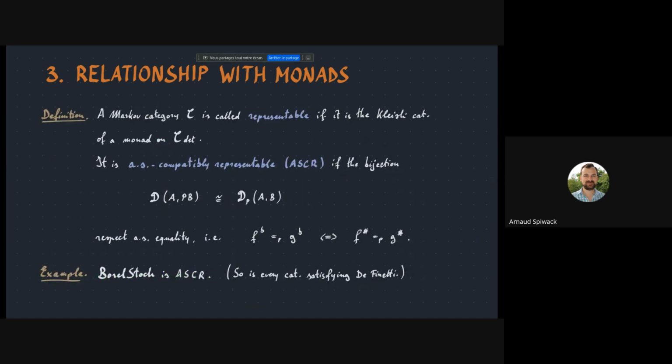All right, so a Markov category is called representable if it comes from a monad, and almost surely compatibly representable if the bijection given by the Kleisli category is compatible with almost sure equality. So not only if things are equal here, they're equal here, but also if they're almost surely equal here, they're almost surely equal here. It's not always the case, but for the nice ones like Stock it is. We recently proved that every Markov category satisfying a form of de Finetti's theorem has this property. So basically all the ones for which you want to do some probability.